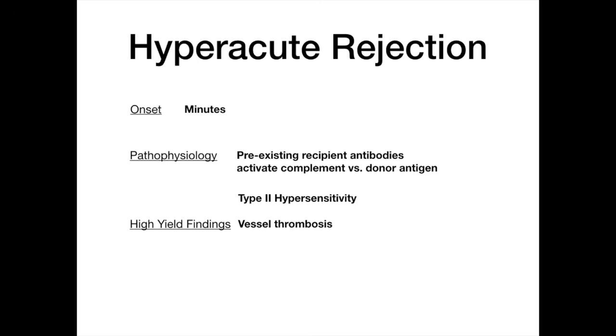Now, this is a type 2 hypersensitivity reaction. So you've got to know your hypersensitivities here, or else this won't make a lot of sense. I have a video on hypersensitivity, so watch that one first. And the high yield finding for hyperacute rejection is that you get vessel thrombosis.